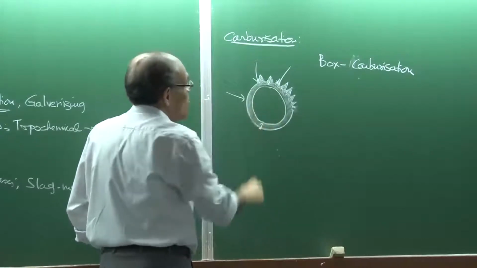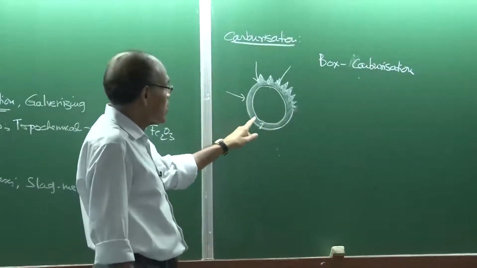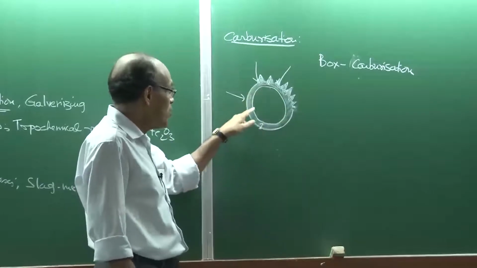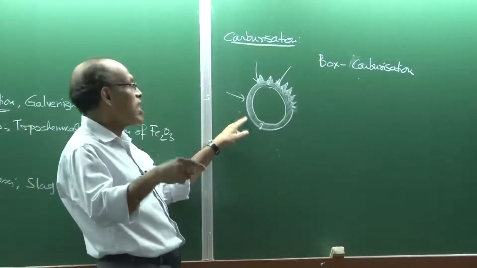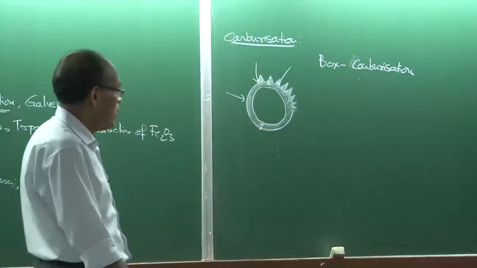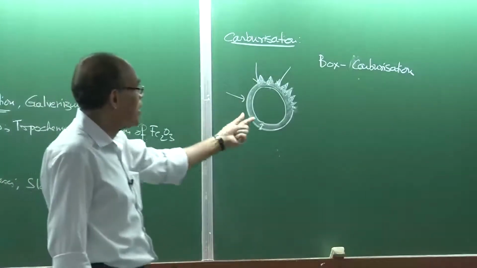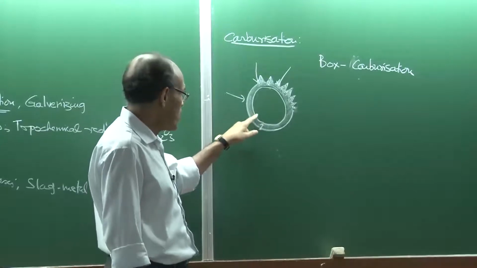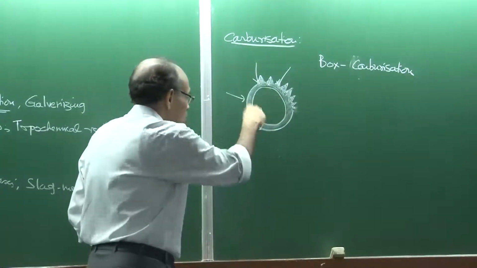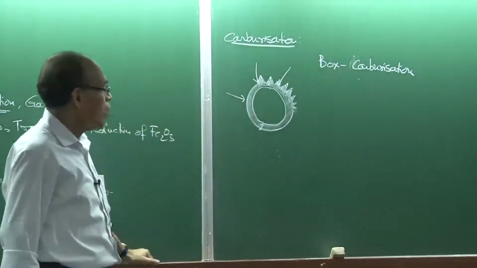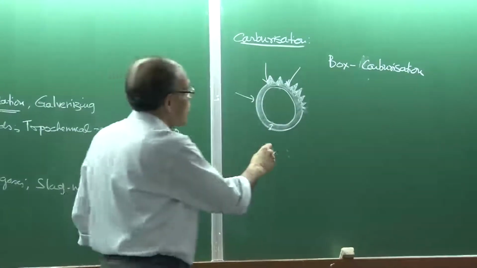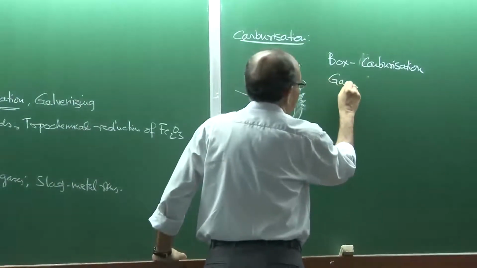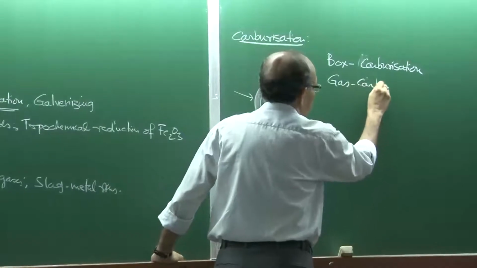moving inside in a symmetric fashion, giving the impression that the contour of the inside geometry, the interface, has the same kind of shape as the outer one. Okay? So the circular shape is going to be maintained. So there is a one-to-one correspondence between this inside contour and the outside contour of the specimen. So box carburization and gas carburization, these are the two processes basically.